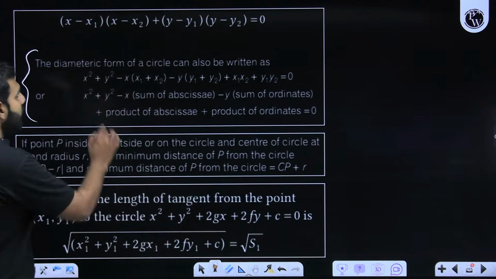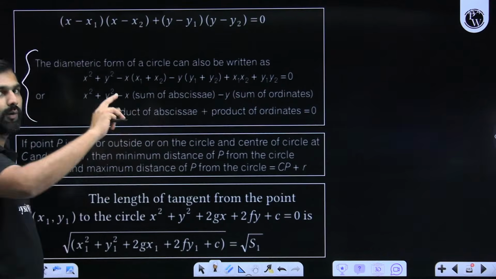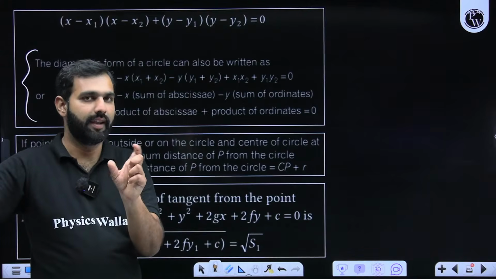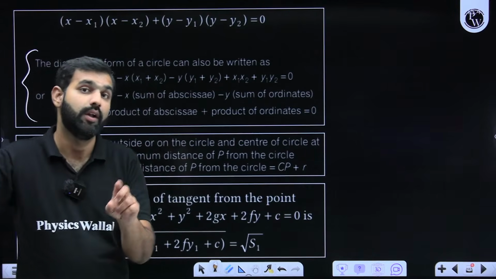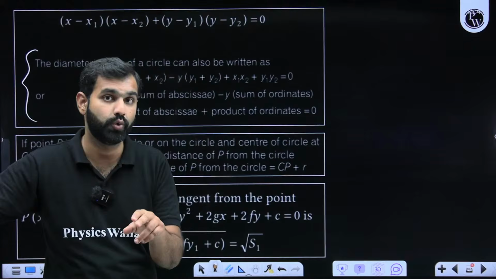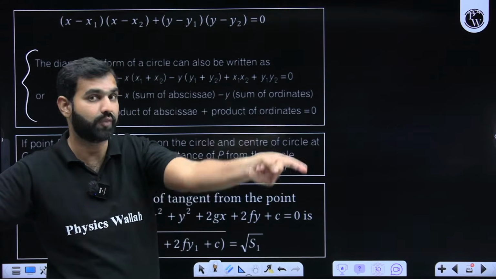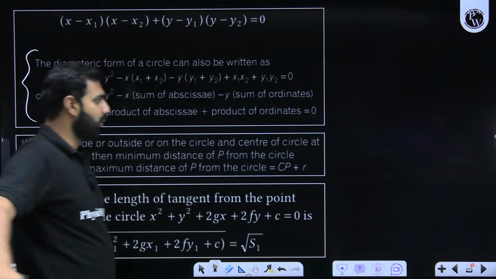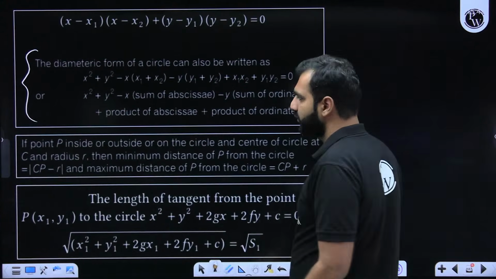Remember this. It is basically a mixture of two quadratics, one quadratic in x, the other quadratic in y. So if one quadratic in x and one quadratic in y gives you the roots, then those two roots will be the x and y coordinates of the extremes of the diameter. Remember that.